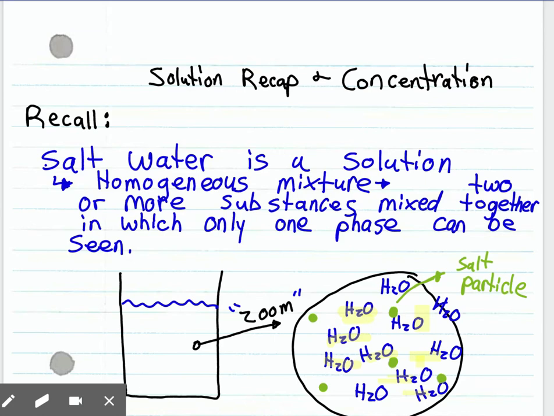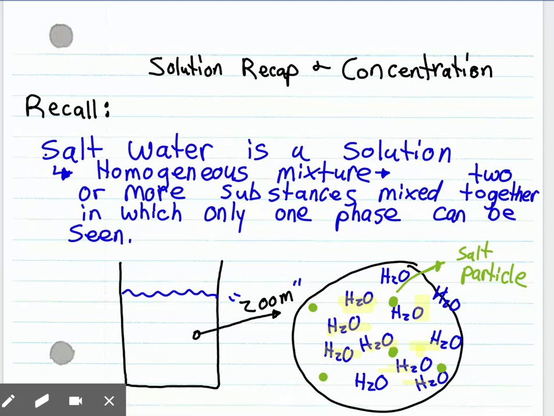An example of a solution is if you dissolve some salt in water. It's a solution because there's two or more substances mixed together, but we can only see one phase, so it all looks the same. Now, a solution is an example of a homogeneous mixture. And when a homogeneous mixture is in liquid form, it's a solution.